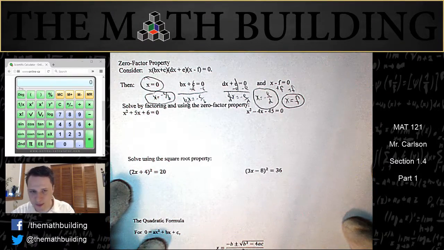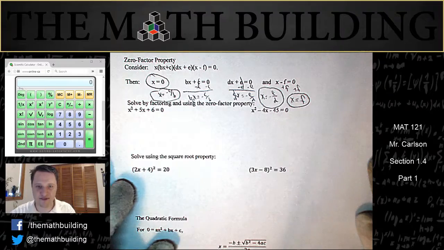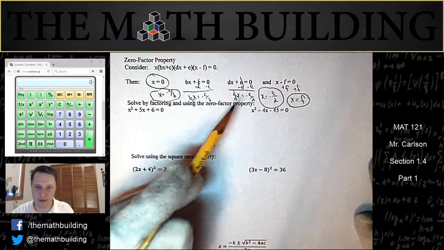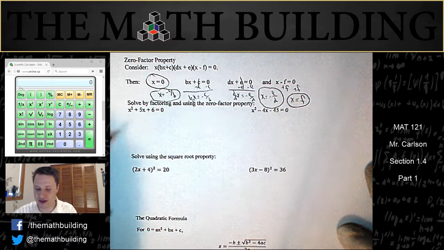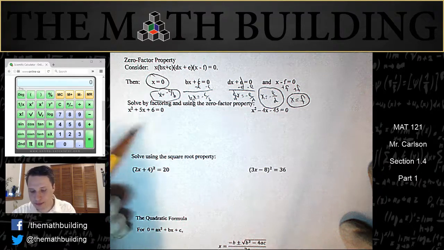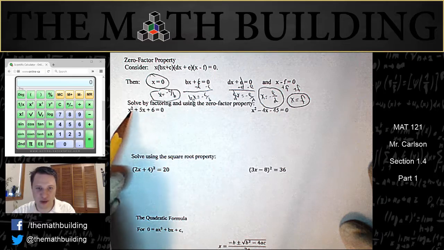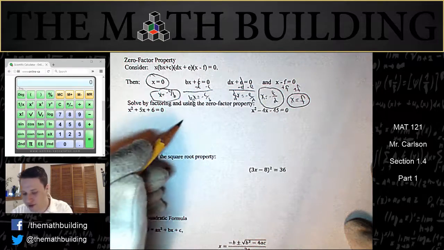So let's look at an example. This first one, it says solve by factoring and using the zero factor property. Now I'm hoping that you already know how to factor from your previous math class. If not, we'll have to practice it a little bit. But let's factor this. It's really helpful if you can factor these right away.